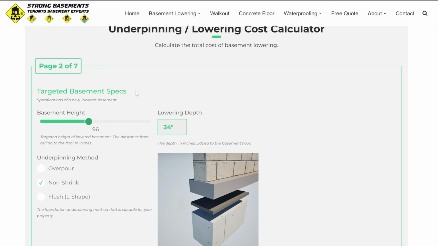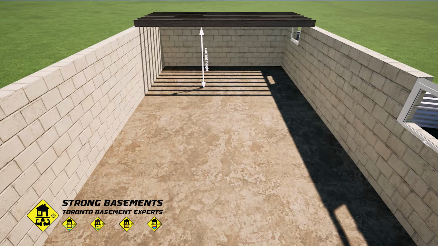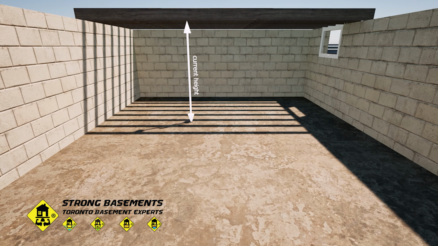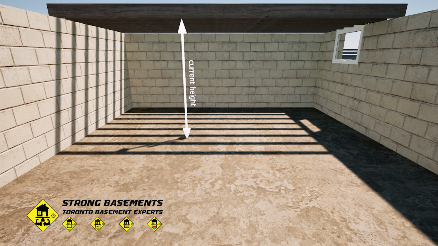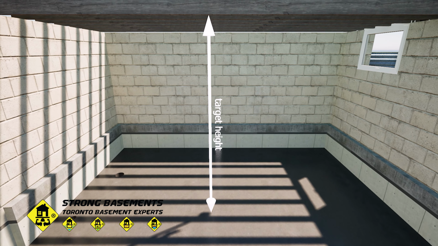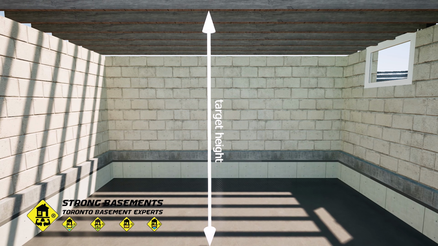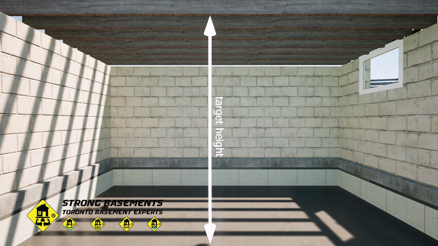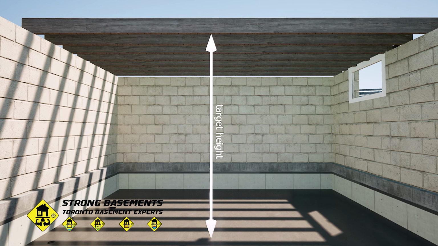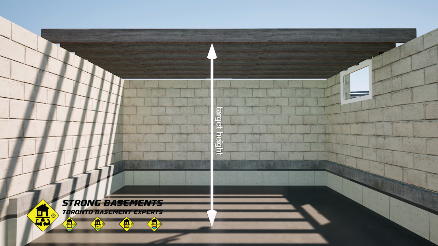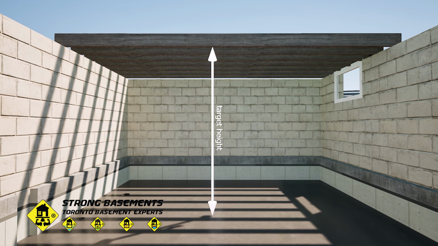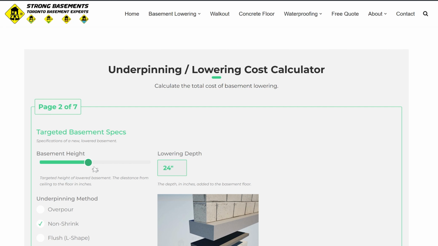Now, let's look at the second stage of our estimate, determining your basement goals. We will start with the targeted height. This is the height you want your basement to be after the project is complete. This is the distance from the ceiling joist down to where the new lower concrete floor will sit. In our example, the targeted basement height is 8 feet or 96 inches. Take your targeted height and enter the number in inches in our calculator.